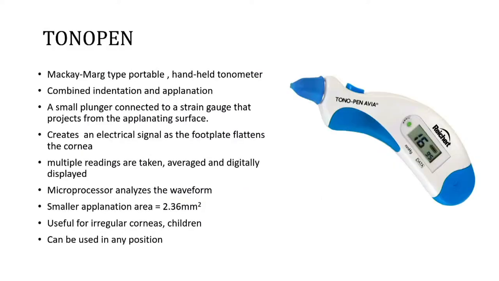So next is the Tonopen. It is also a Mackay Mark type of tonometer. You all must have seen this Tonopen. It is a portable, handheld, battery operated tonometer. There is this LCD display which gives you the average of all the pressure readings. Here again, this is a small plunger, and this is a disposable sleeve over it, so disinfection is not a problem in this tonometer. It creates an electrical signal as the foot plate flattens the cornea. We take multiple readings, which are averaged and digitally displayed on the screen.